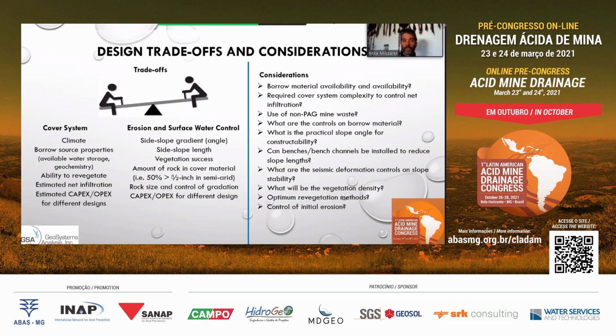For example, a design standard we use for semi-arid areas is to have at least 50% of the material be above a 1/2 inch rock. And we know that if you can get that kind of self-armoring, those slopes will be stable. And then there are a lot of considerations that you need to look at, which again are site-specific. These are the types of questions that you need to be answering in the design process.